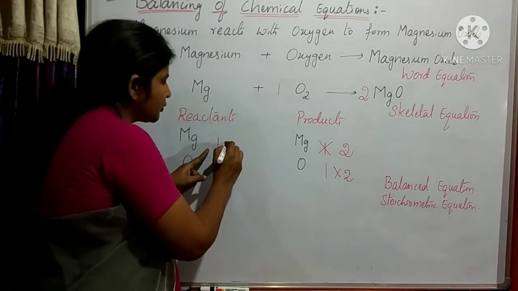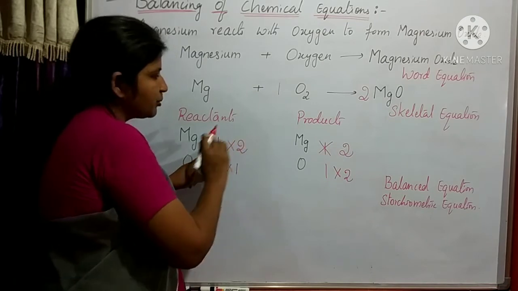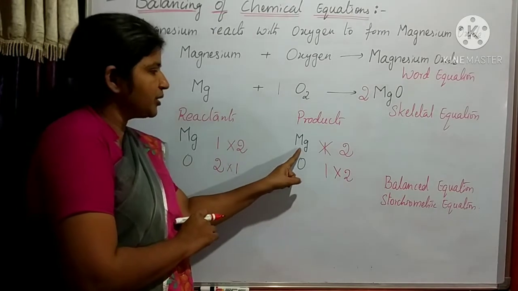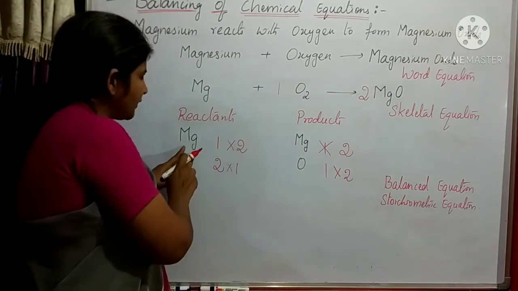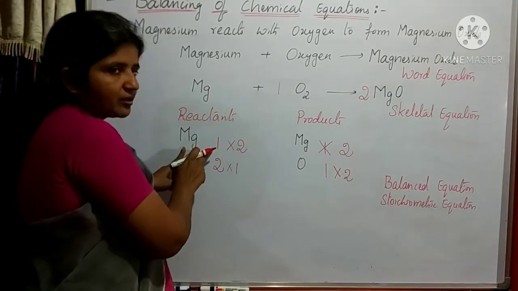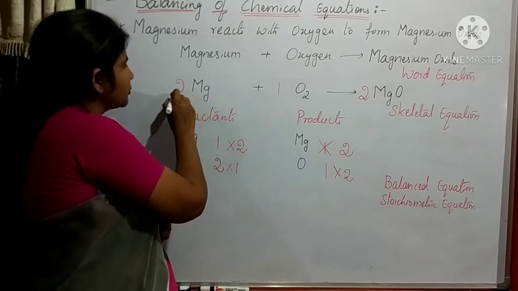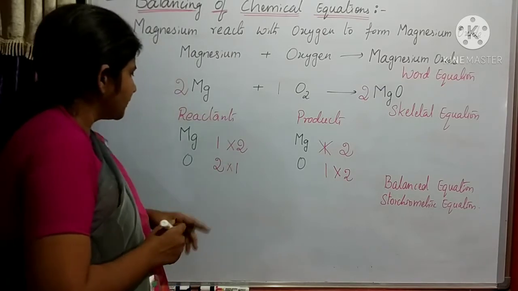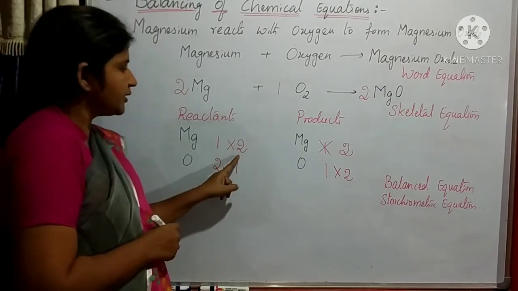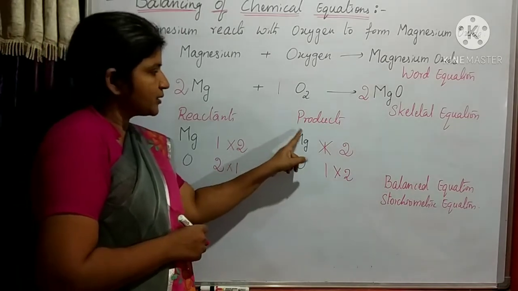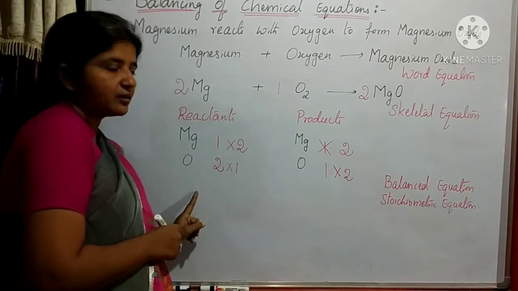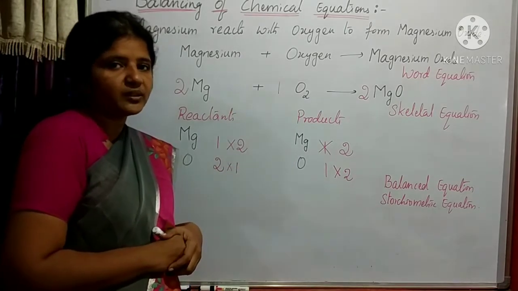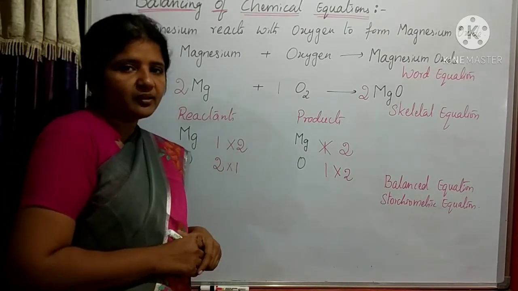This number should be multiplied with which number? 2. Then magnesium 2 here, magnesium 2 there. Magnesium on the reactant side, how many? 1. So multiply with this 2. Now check the number of atoms. Magnesium on the reactant side 2, product side also 2. Oxygens, reactant side 2, product side also 2. So this is the way of balancing a chemical equation.